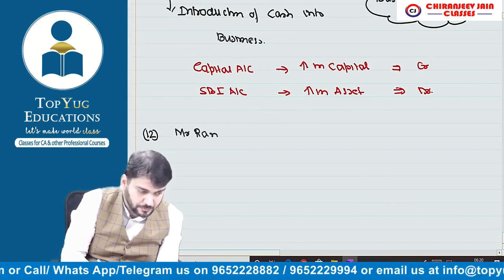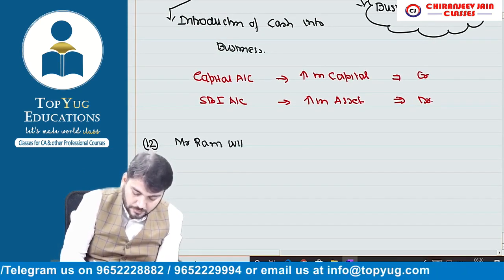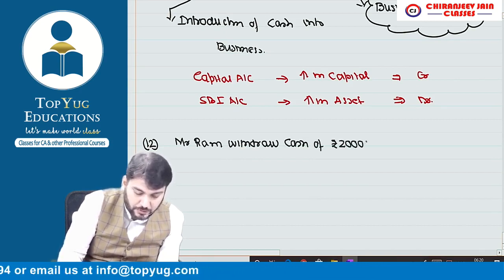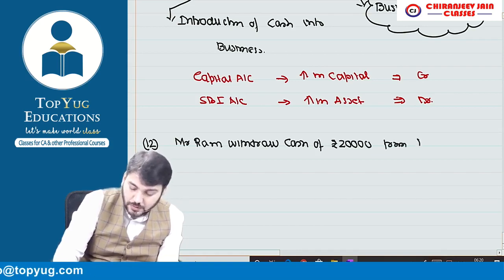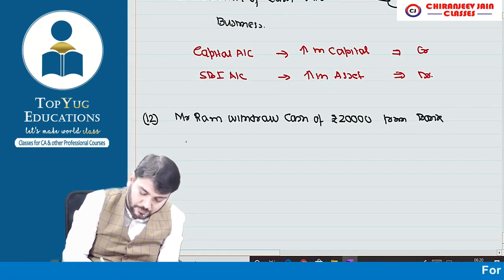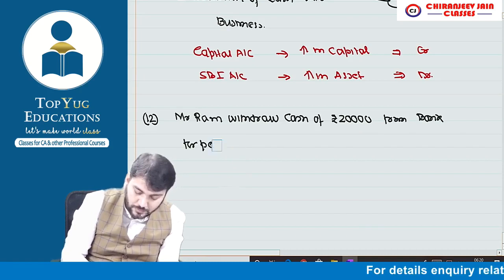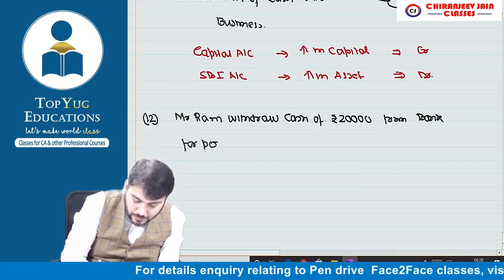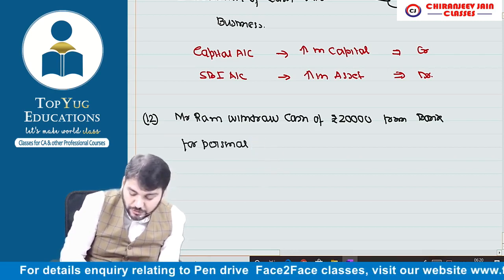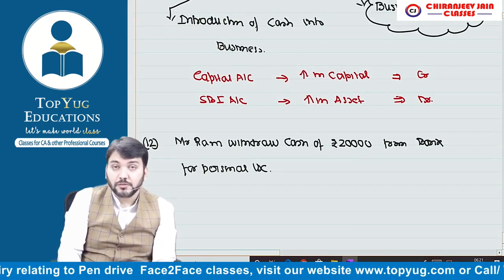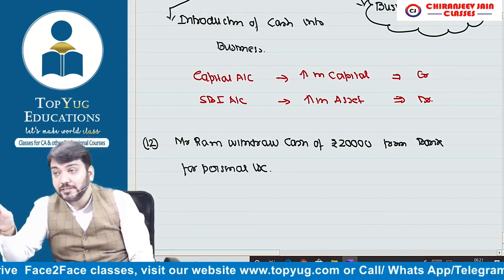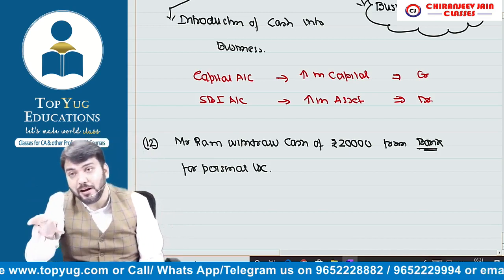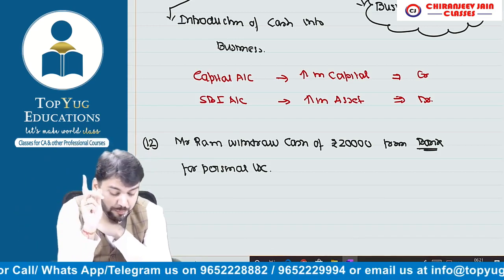Mr. Ram withdrew cash of rupees 20,000 from bank for personal use. Be careful, don't be confused with the wording. Mr. Ram withdrew cash. From where did he take the cash? From bank. Bank means business bank. For personal use means he went to the bank and withdrew cash from there for personal use. Tell me.